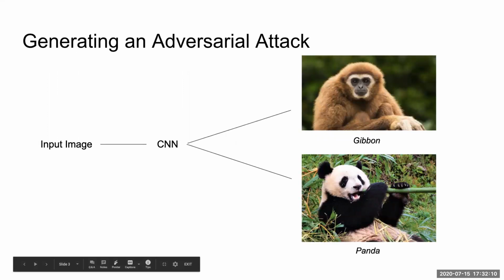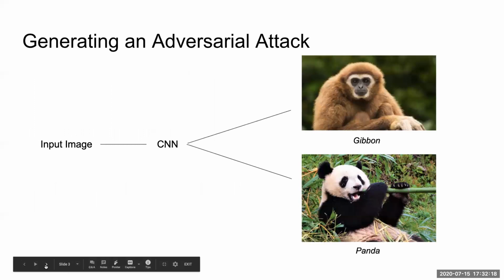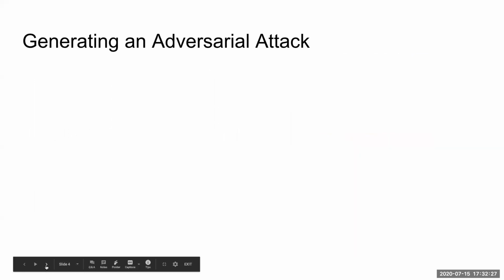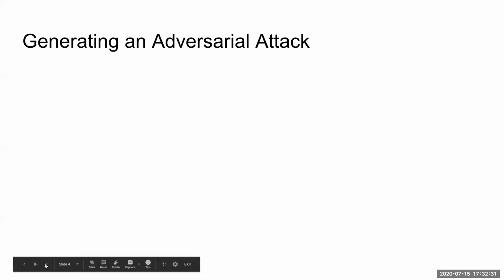So let's talk with this super simplified example of supposing we first have an input image and a traditional CNN classifier. And let's say our classifier has only two classes, one being a gibbon and one being a panda. So for every image, we try and classify whether it's a gibbon or a panda. And now let's suppose that we have an input image.